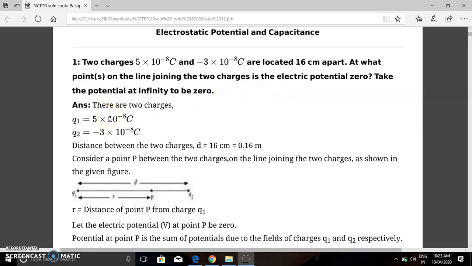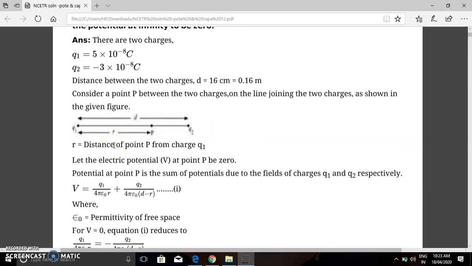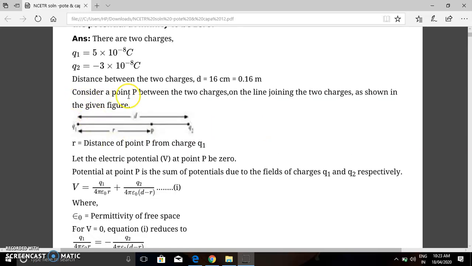So first we'll consider the given things. There are two charges. The magnitude of the first charge is 5 into 10 raised to minus 8 coulomb, and the second charge is minus 3 into 10 raised to minus 8 coulomb. Now, as per the given quantity, the distance between the two charges is 16 centimeter, that is 16 into 10 raised to minus 2 meter, that is 0.16 meter.